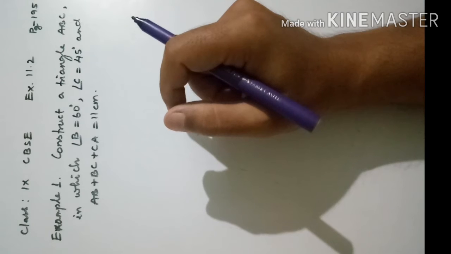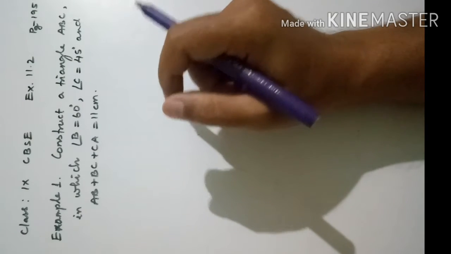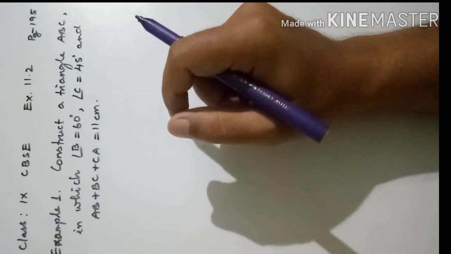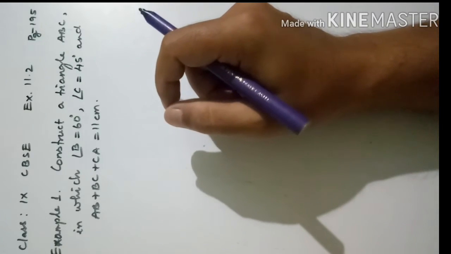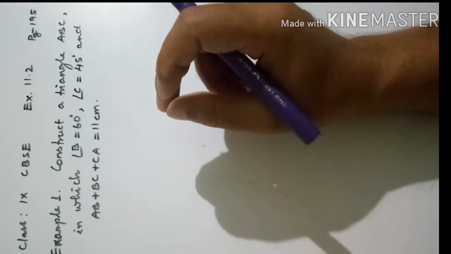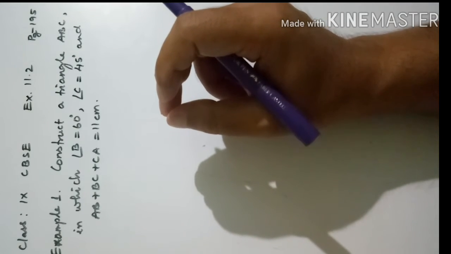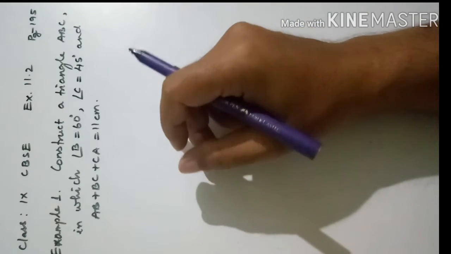So the question is: construct a triangle ABC in which angle B is 60 degrees, angle C is 45 degrees, and AB plus BC plus CA is equal to 11 centimeters. Meaning, the base angles are given. In the triangle, 3 angles are there. So 2 angles are given and the perimeter is given. So we want to construct the triangle ABC.